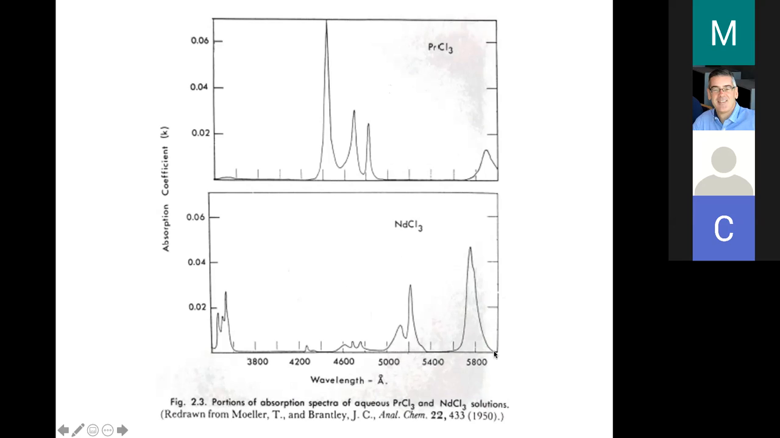You can see where these are in terms of wavelength. This is 380 nanometers to 580 nanometers, so they can, in these cases, be in the visible region. But note how sharp these are. These bands are spanning a very narrow energy range compared to transition metal complexes.